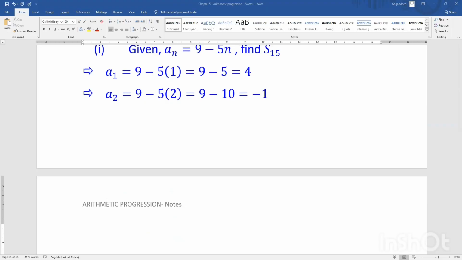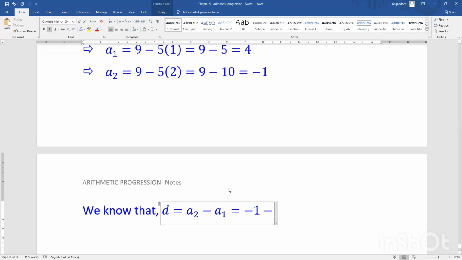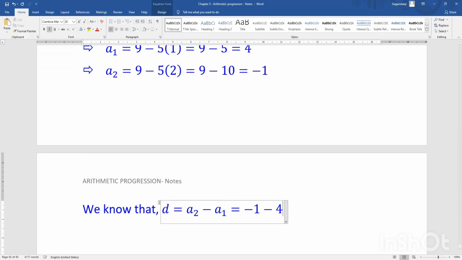Then we know that d equals a2 minus a1, which is nothing but a2 value we have minus 1 minus a1 value is 4. No need to put bracket here because 4 is a positive number, so I just don't put any bracket. Minus 1 minus 4 will give you minus 5, because add same signs, so you're going to add it and then retain the minus sign.